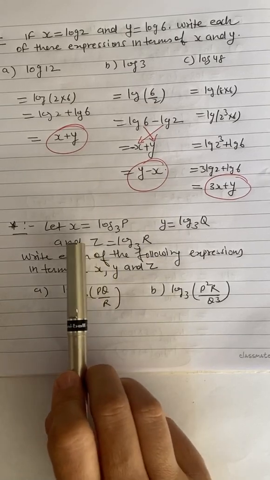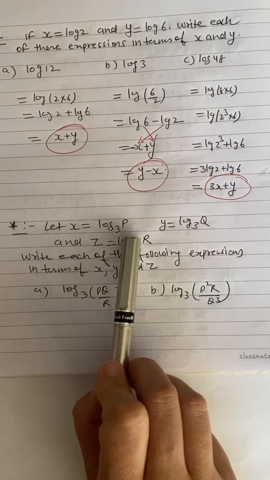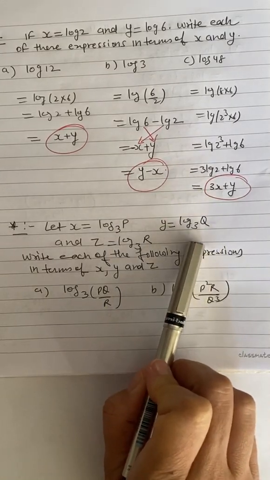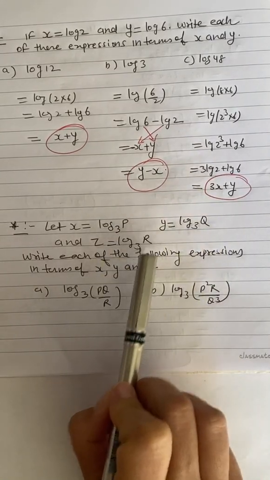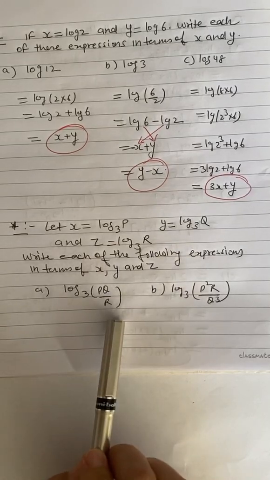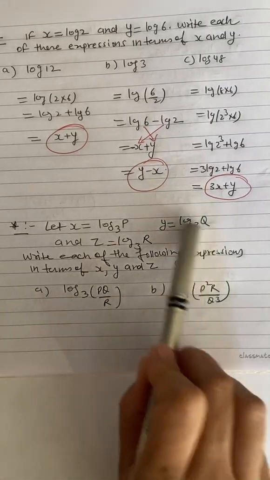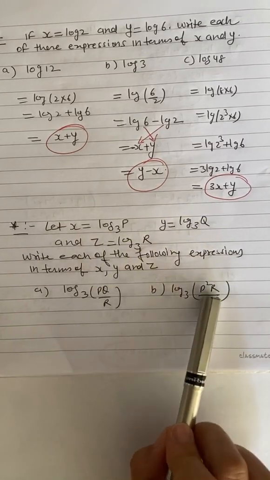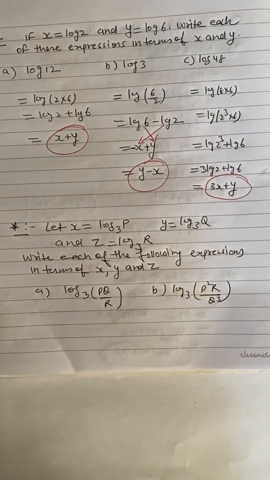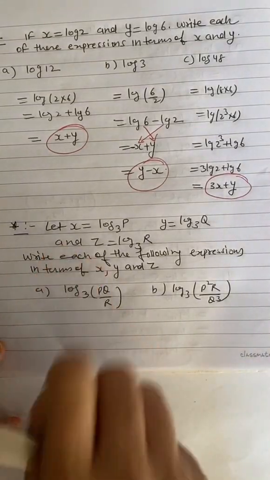Similarly, now we have x is equal to log p to the base 3 and y is equal to log q to the base 3. And z is log r to the base 3. And you have to write log pq over r to the base 3 in terms of x, y, z, and log p square r over q cube to the base 3 also in terms of x, y, and z. So let's have a look.